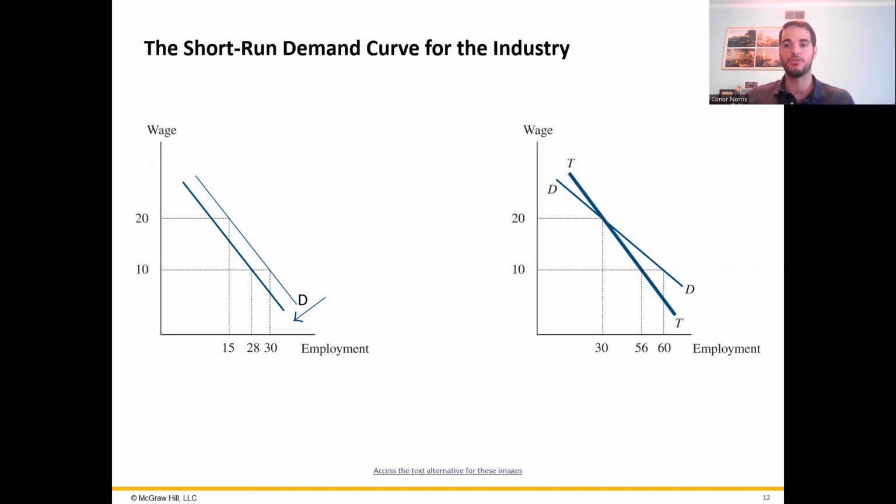So we don't want to ignore the effect of price changes. That's the important thing to note here. We can't just sum these up because of the change in prices for the industry overall. Now, let's use these figures to help illustrate what's happening.